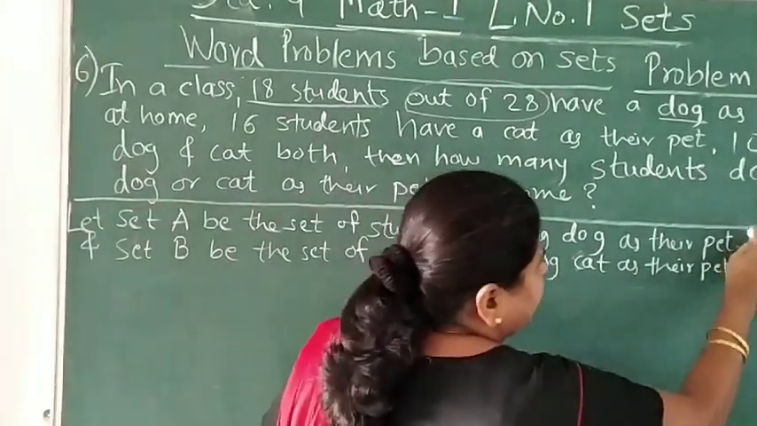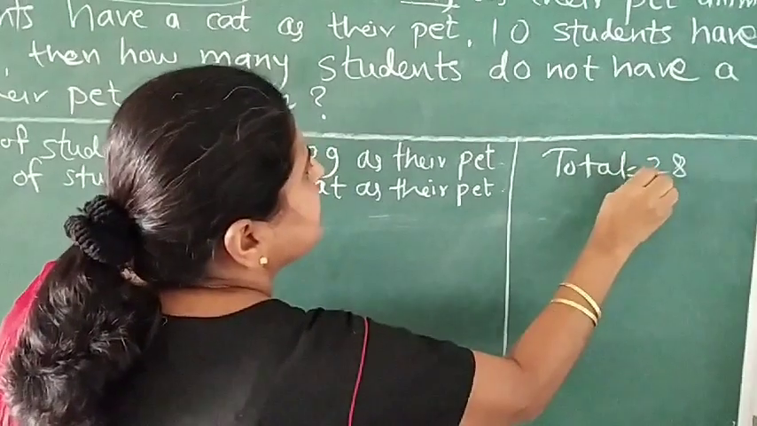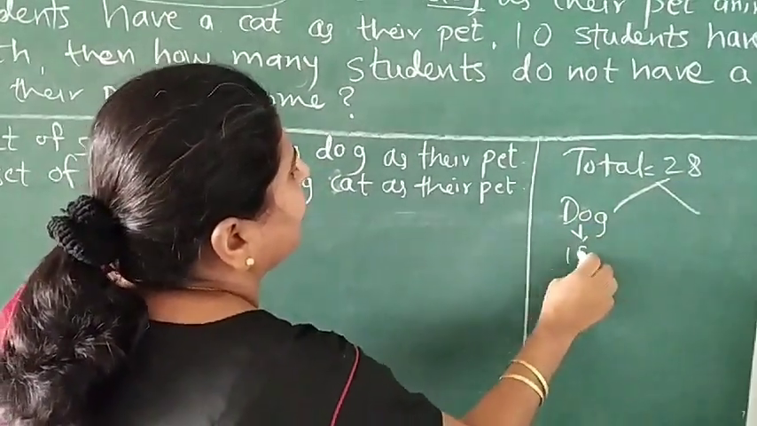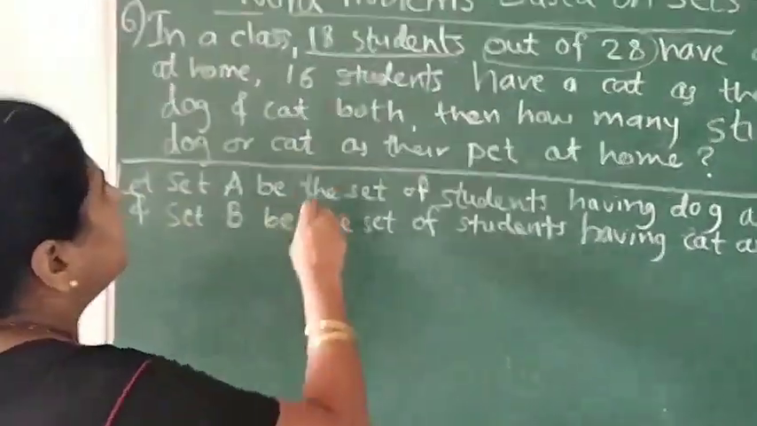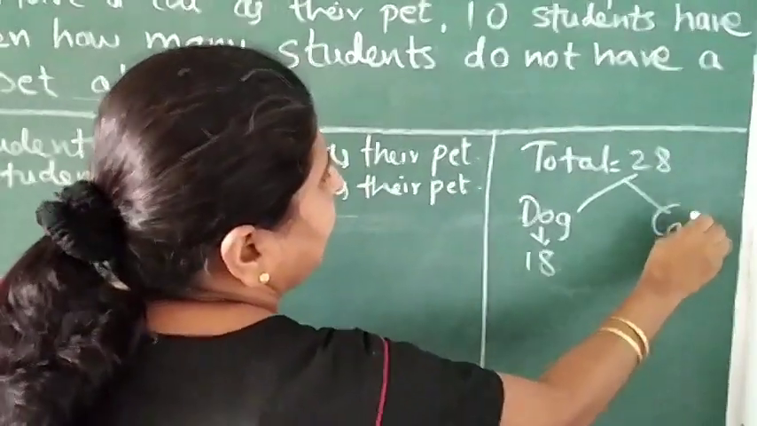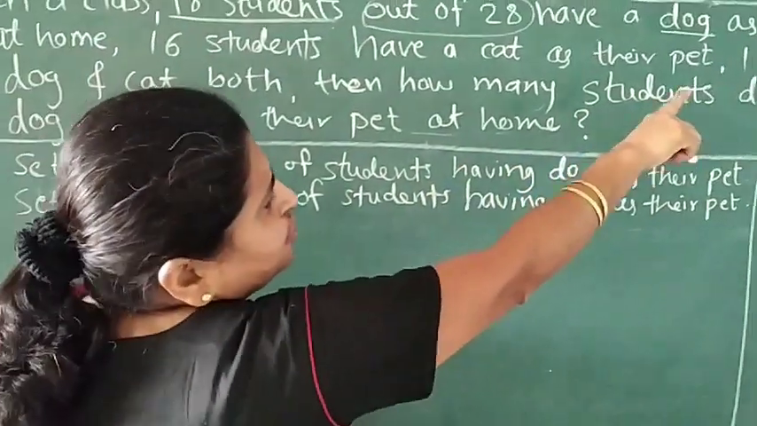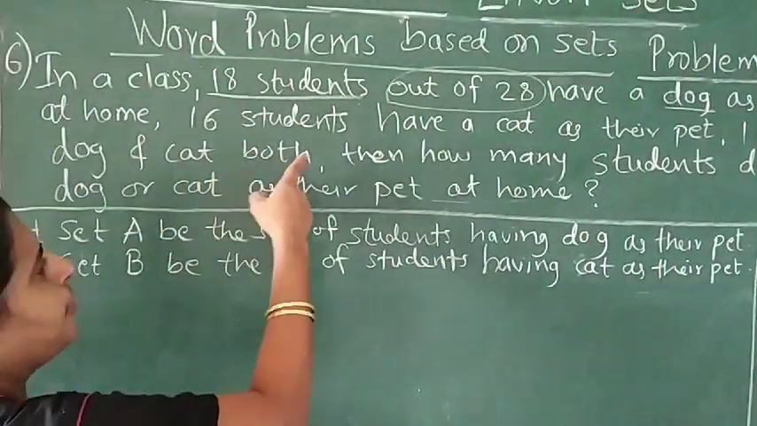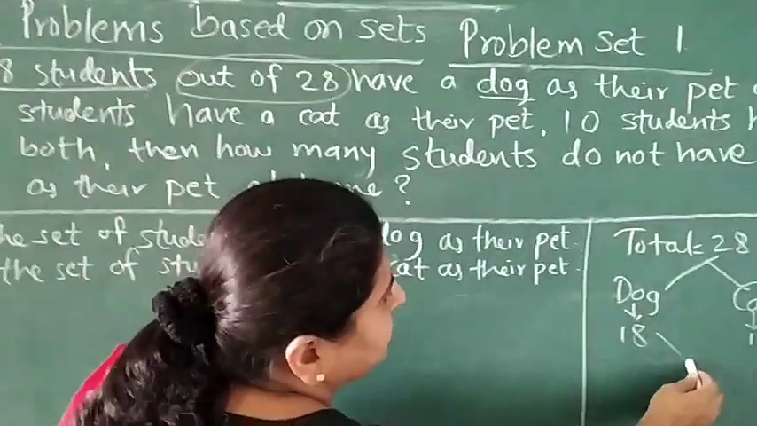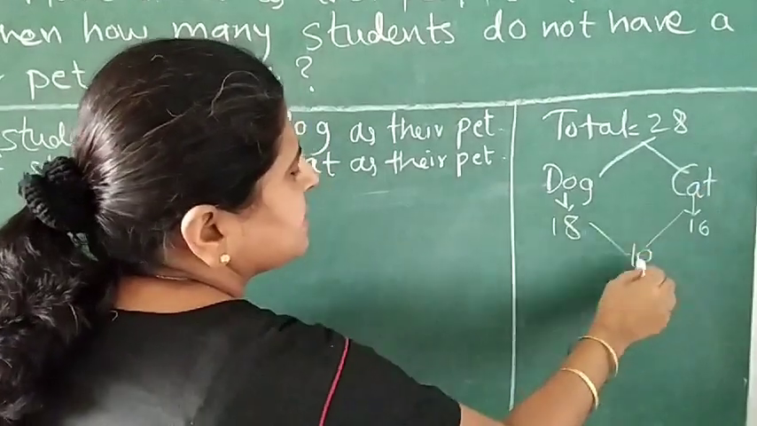So if there are 28 students in total, and some of them are having a dog, how many students are having a dog at home? They are 18. 16 students have a cat as their pet. So another group is having a cat as their pet and there are 16 students. Now 10 students have a dog and cat both at home. So both means they're common. There are 10 students having a dog as well as a cat.